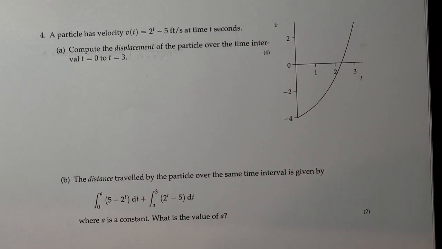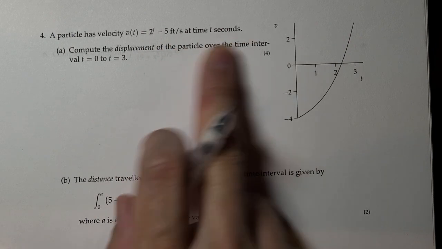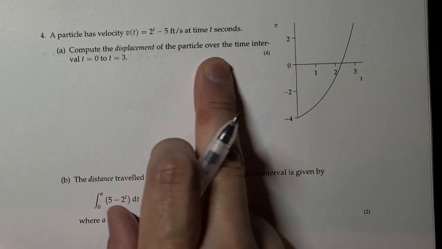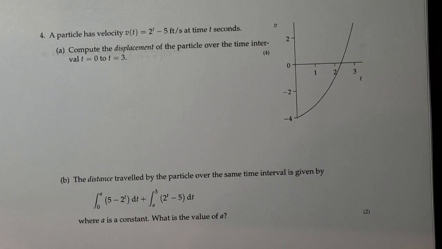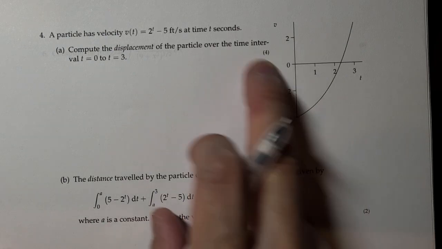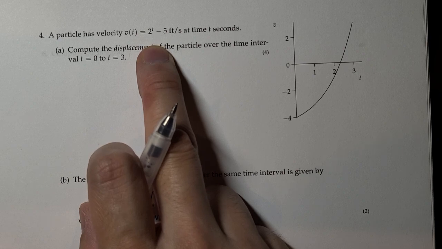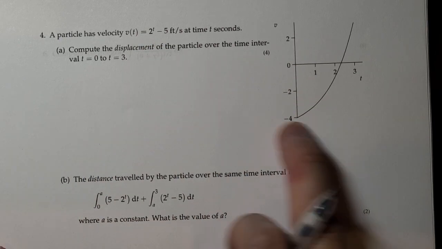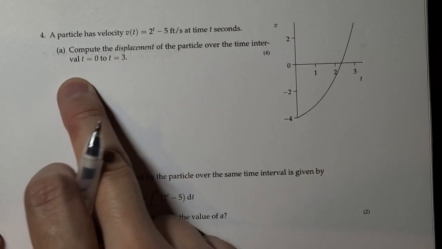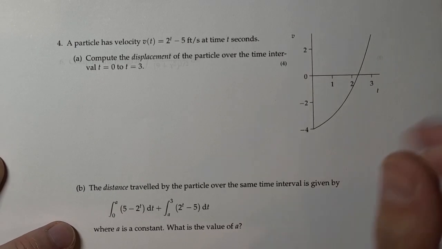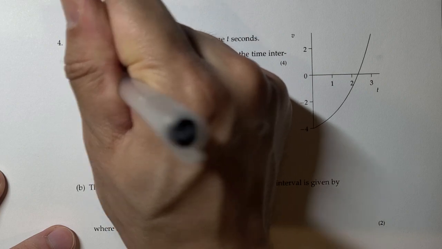Next, a particle has velocity given here in feet per second at time t seconds. Compute the displacement of the particle over the time interval t equals 0 to t equals 3. Displacement is just change in position, so it's the integral of v of t dt from 0 to 3.